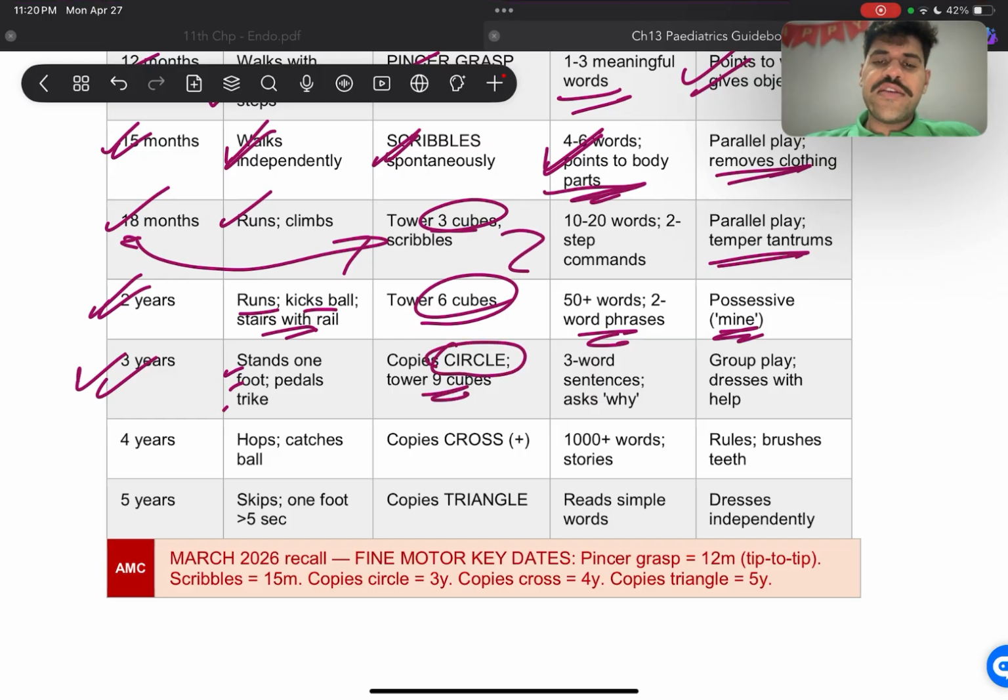All right. So 3, 6, and 9. So we're moving up by threes. All right. And 3-word sentences, and they can ask why. They have group plays and dress with help. Now at 4 years, they can hop and catch a ball, and they can copy a cross, the plus sign.